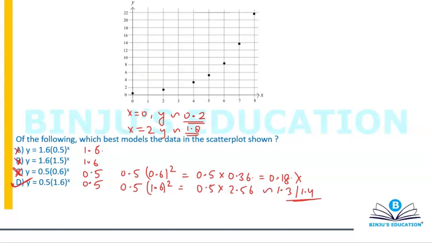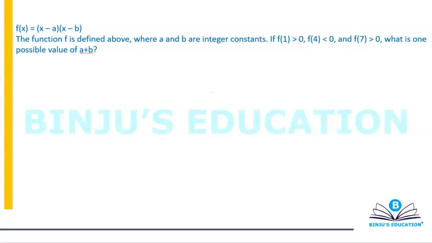All right, now having said that, we're gonna do one more question. Try this one. This one is also interesting. We have f(x) which is equal to (x minus a) into (x minus b). So we have a quadratic equation in its x-intercept, or in its root form.